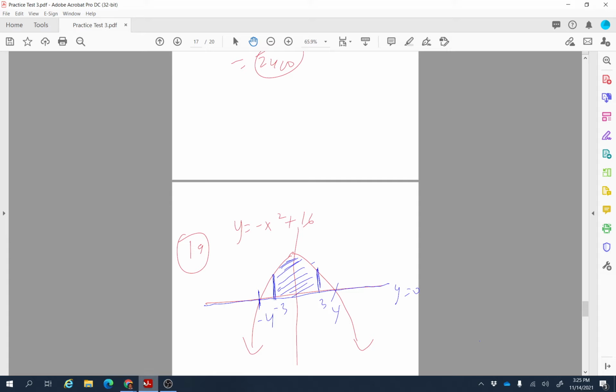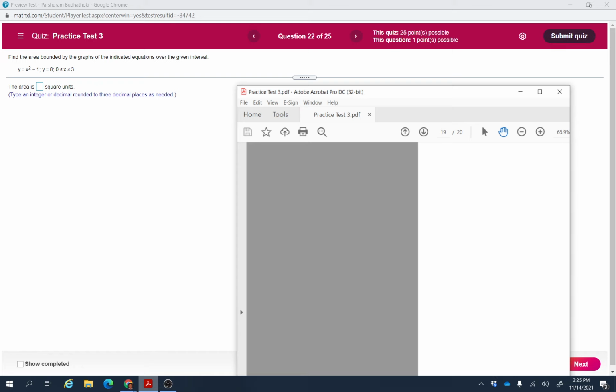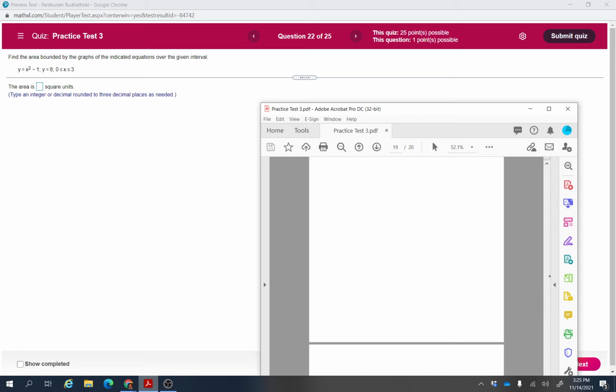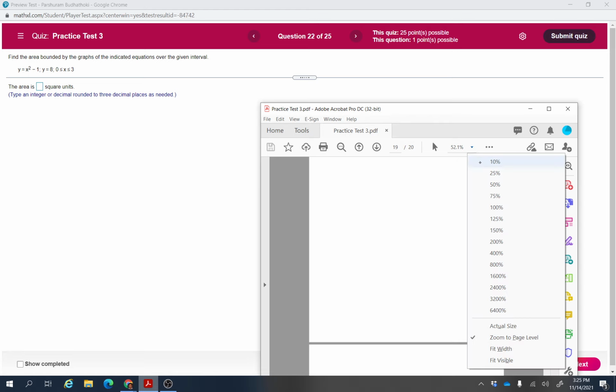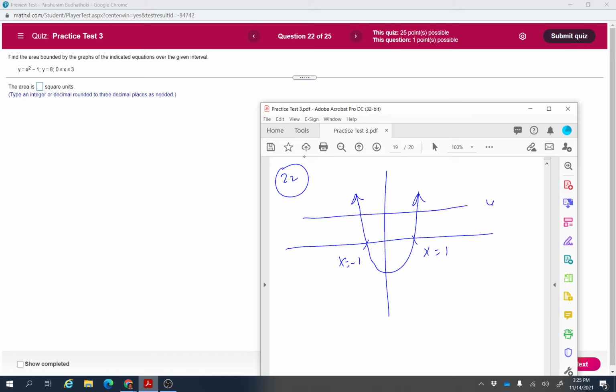So let me just draw it here. So this is problem 22. y equal x squared. This is the graph y equal x squared, a parabola. This is x equal -1 and this is x equal +1. And now y equal 8. Let's say this one is y equal 8, and x equal 0 to 3. So x equal to 0 is this one.